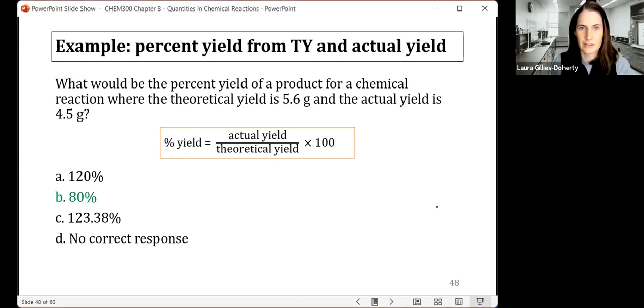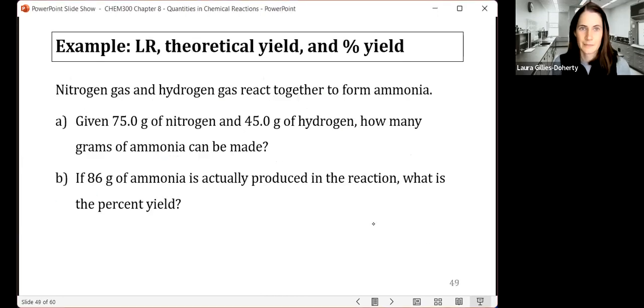Okay, let's do another example problem. Nitrogen gas and hydrogen gas react together to form ammonia. Given 75 grams of nitrogen and 45 grams of hydrogen, how many grams of ammonia can be made? And then if 86 grams of ammonia is actually produced in the reaction, what is the percent yield? So let's do this one on a whiteboard so we have a little bit more space to work it out.